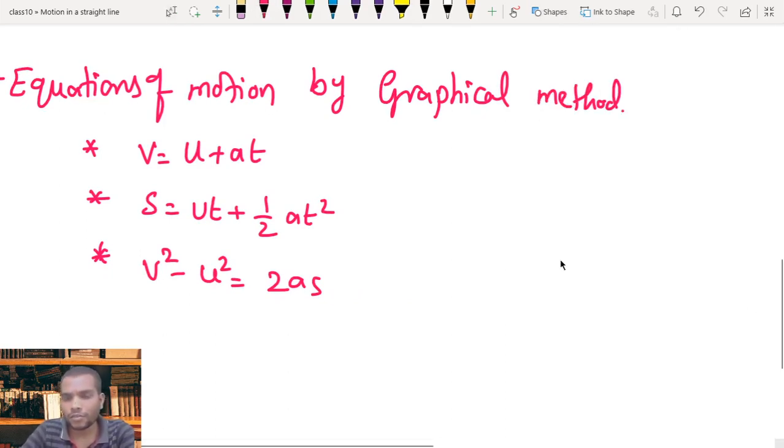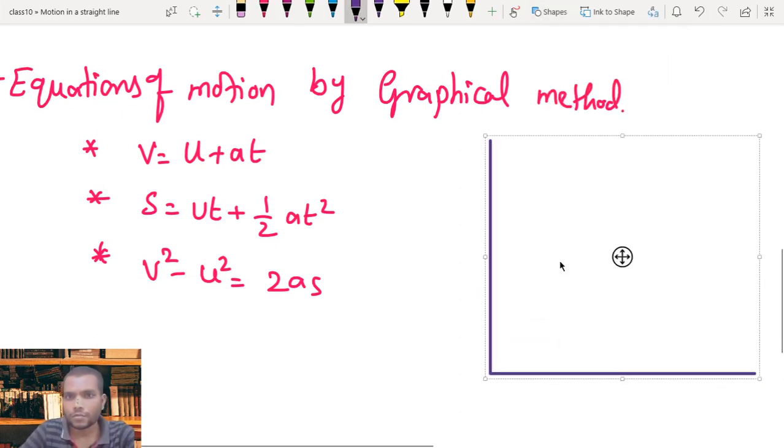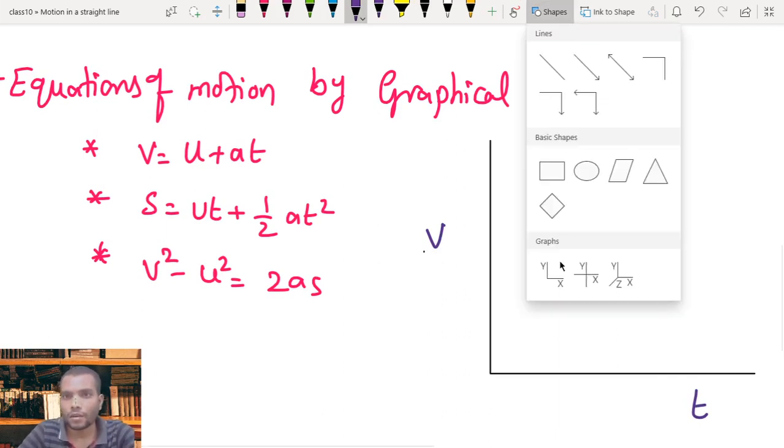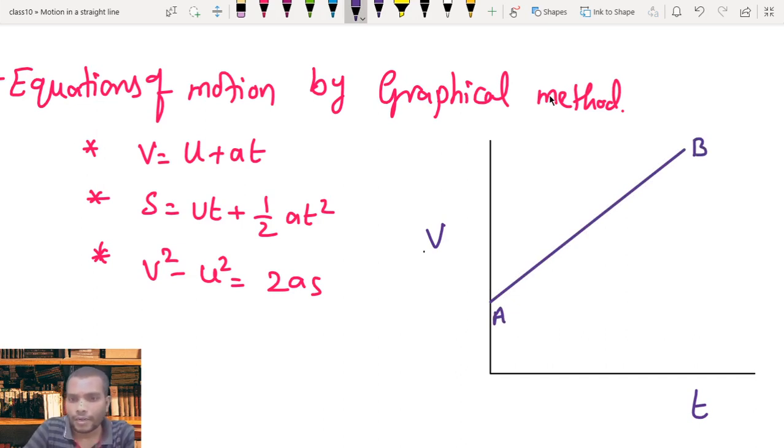So let me first draw a uniform velocity graph. Suppose I draw a uniform velocity graph in two dimensions, so this is my velocity versus time graph. Now an object is moving with uniform velocity, so this is a straight line. Now I consider two locations, capital A and capital B. This is the origin, so the object already has some initial velocity. So here u is the initial velocity.